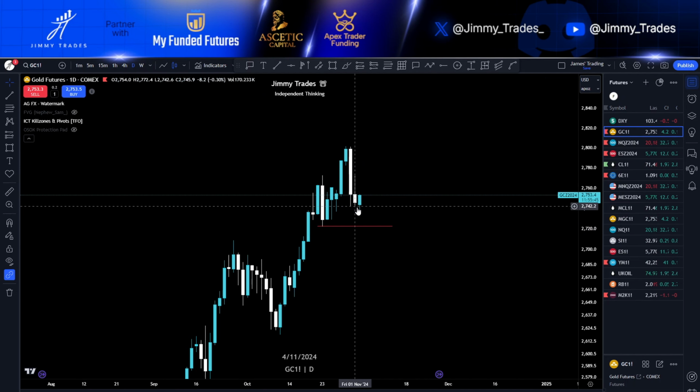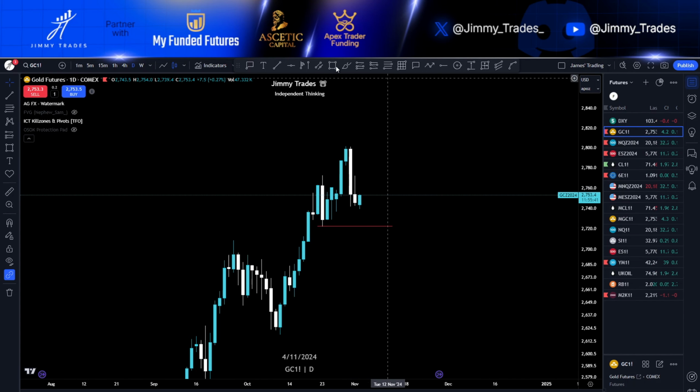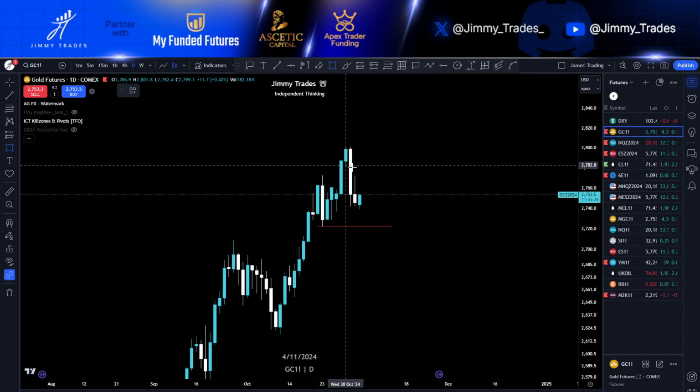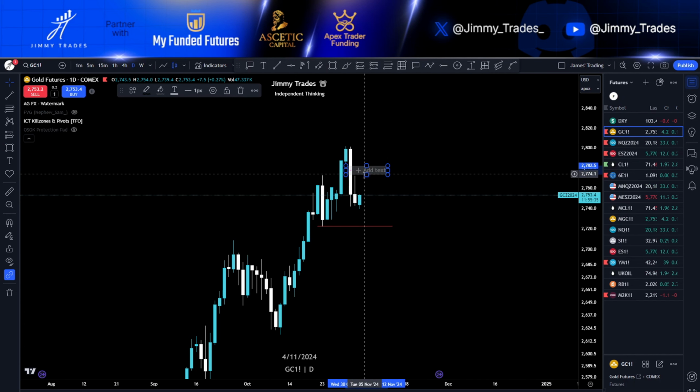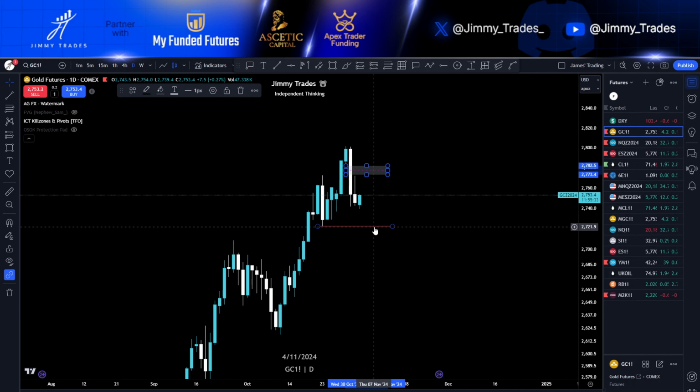We have already swept previous day low and Thursday low, so just something to note there. Potentially we might see price move into this bearish FVG before making its way down.